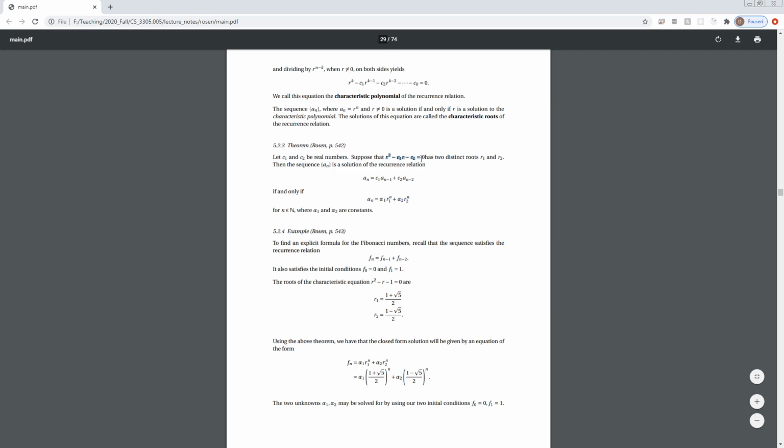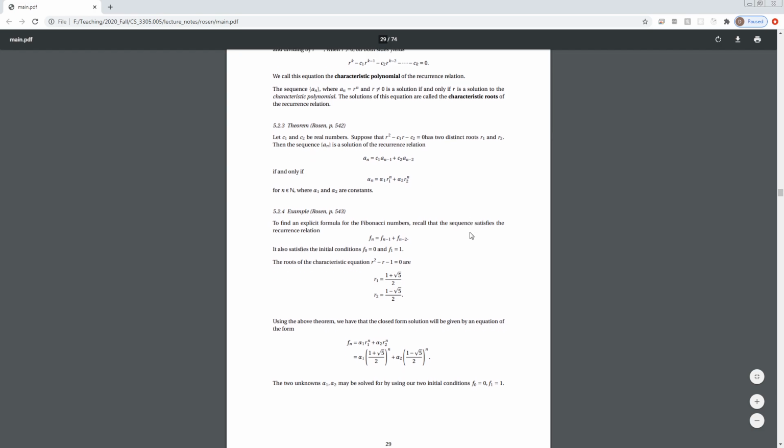We compute r1 and r2, and because it's squared, we could use the quadratic equation to solve the roots given c1 and c2, which are constants of the relation. So we can just find it, right, where it's degree 2. That's not so bad. And so then the final form, the closed form solution, would be of this form.